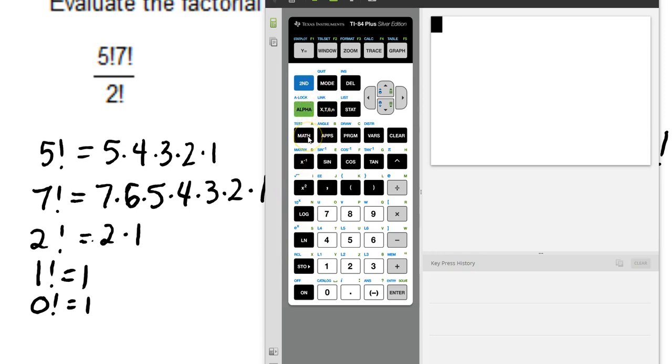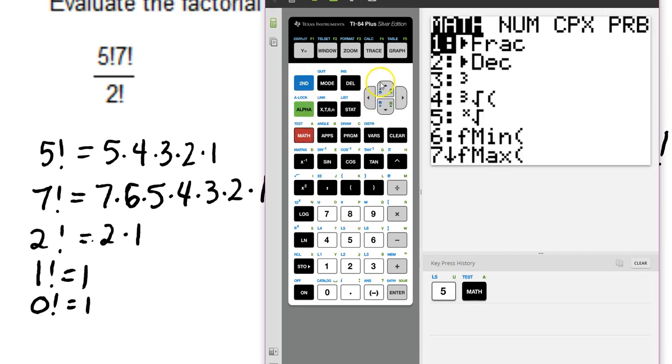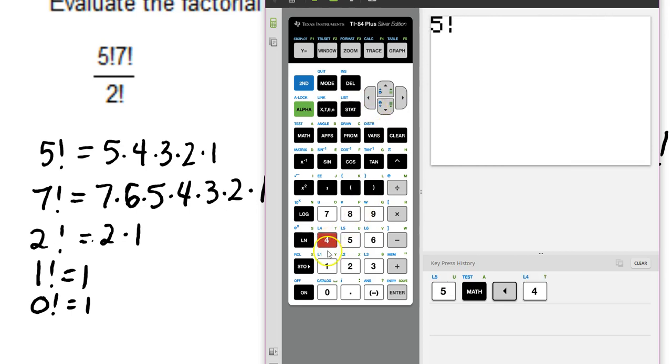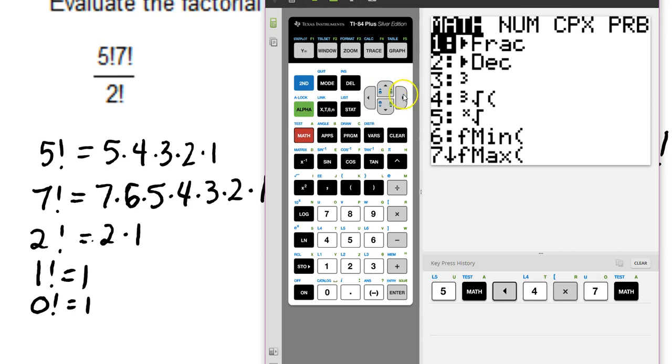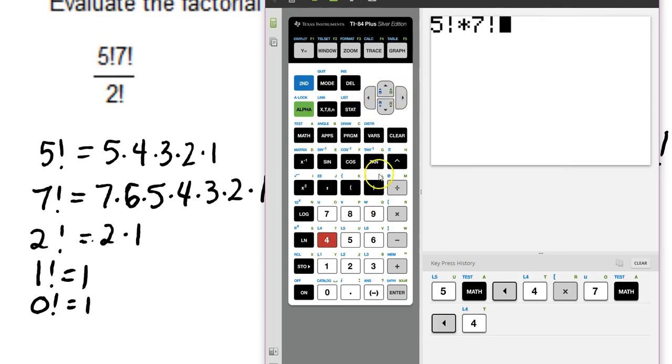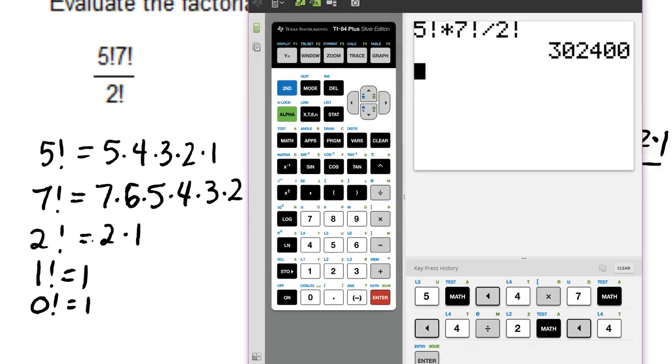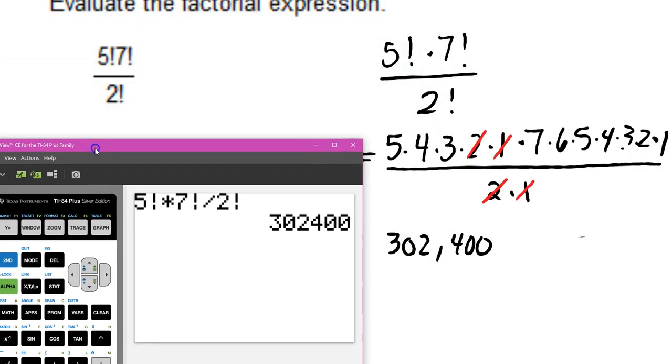There's also a factorial button on the calculator. So first we want to type 5, and then go into the math menu, and go over to probability, and number 4 has that factorial symbol. So we want to do that times 7 factorial, so math menu, over to probability number 4, and we want to divide that by 2 factorial. Once again, back to the math menu, over to probability number 4. And we've got our answer of 302,400.